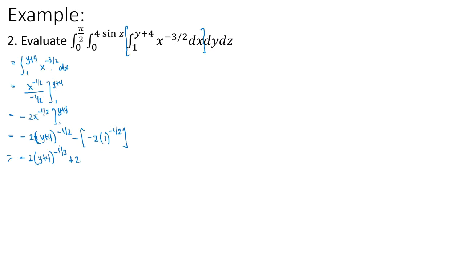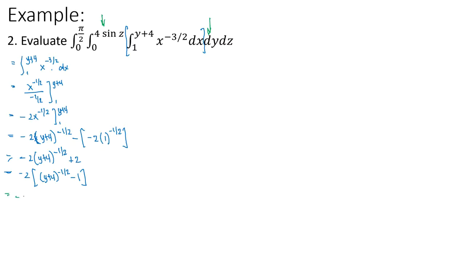Okay, so after that, we can factor out the common, which is negative 2. So we have y plus 4 raised to negative 1 half, and what is left here is minus 1. So this is now the simplified answer of our first integration. So we'll proceed with the second integration, which is in terms of dy.